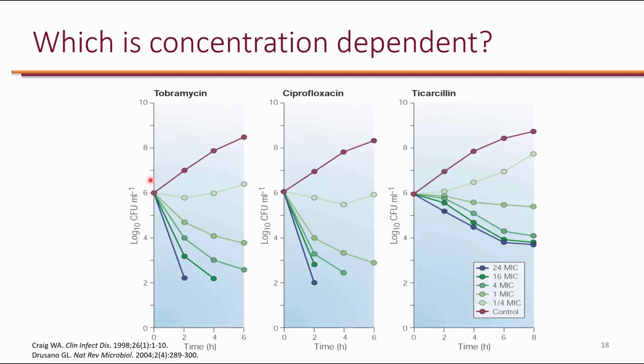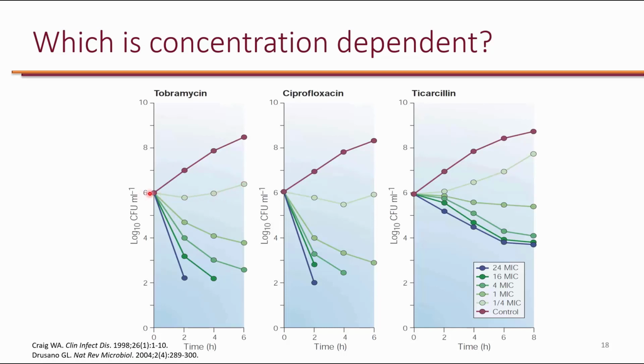MIC is the minimum inhibitory concentration of a specific antibiotic for a specific organism. So in these experiments, we're giving antibiotics in increasing concentration and seeing how much increasing the concentration affects the growth. So for example, on the left hand side, we're looking at the antibiotic tobramycin. So if we give a quarter of the MIC, as time goes on, you can see that the growth of bacteria slows down but doesn't completely prohibit it.